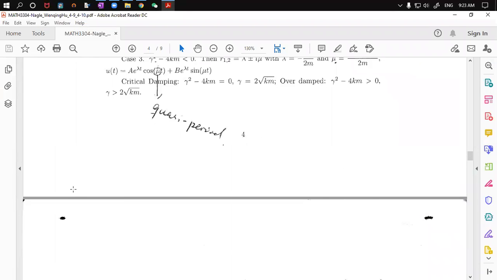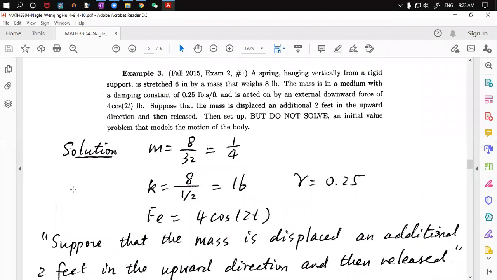Okay, so here is a nice exercise that we would like to practice together. The problem says that you have a spring which is hanging vertically from a rigid support. It is stretched 6 inches by a mass that weighs 8 pounds. The mass is in a medium with a damping constant of 0.25 pound-second per foot, and acted on by an external downward force 4 cosine 2t pounds, right? Suppose that the mass is displaced an additional 2 feet in the upward direction, then released. Can you set up, but not solve, an initial value problem that models the motion of the body?